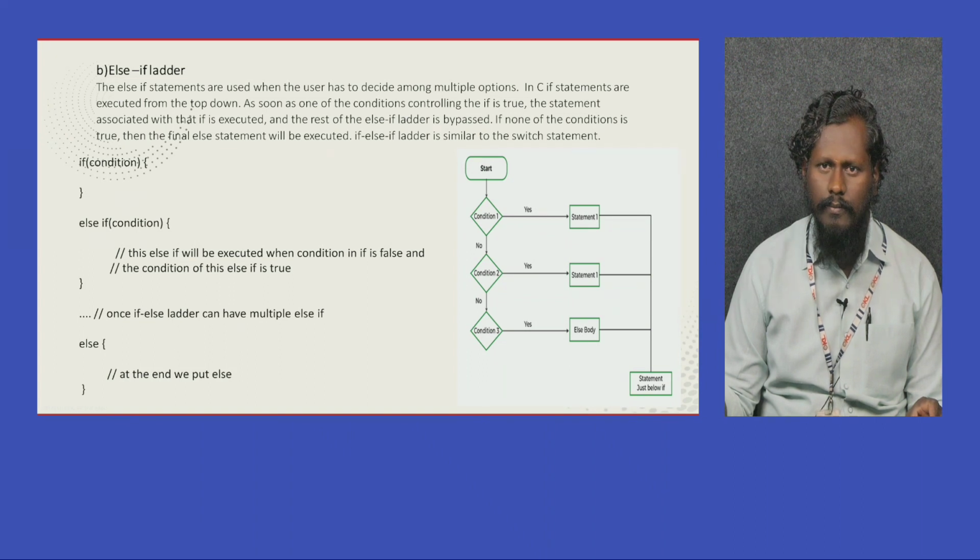write that number of conditions, and this else if statement will execute top to bottom, that is the top-down approach. That is nothing but as soon as one of the conditions controlling the if is true, the statement associated with that if is executed, and the rest of the else part is bypassed. That means if the first if condition is true, it never executes any other else part, and directly control enters the exit option.